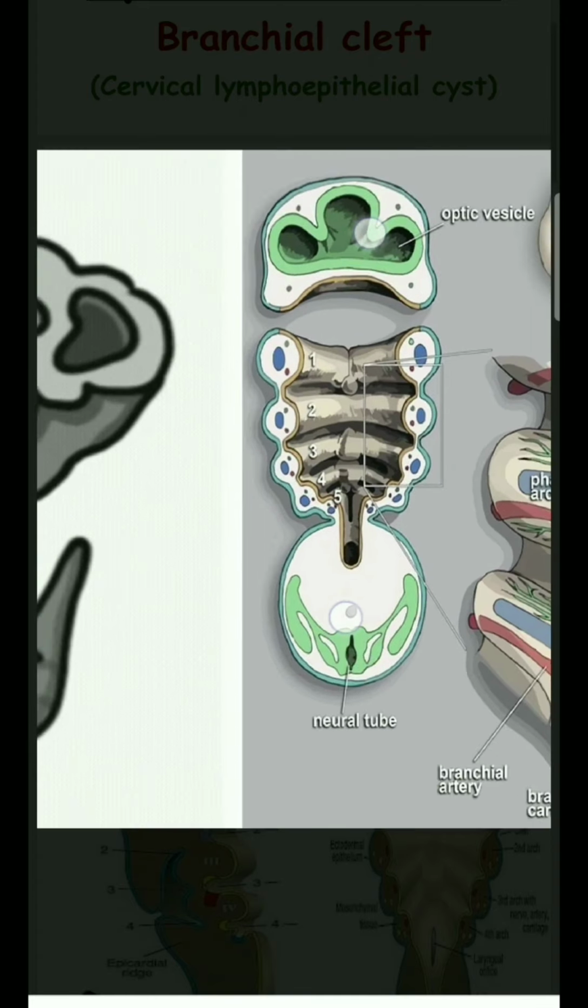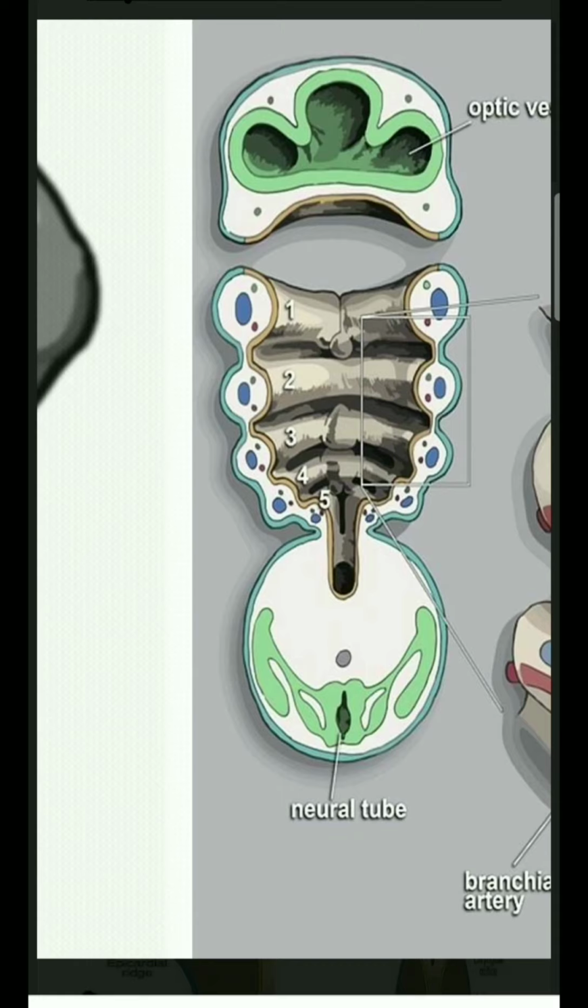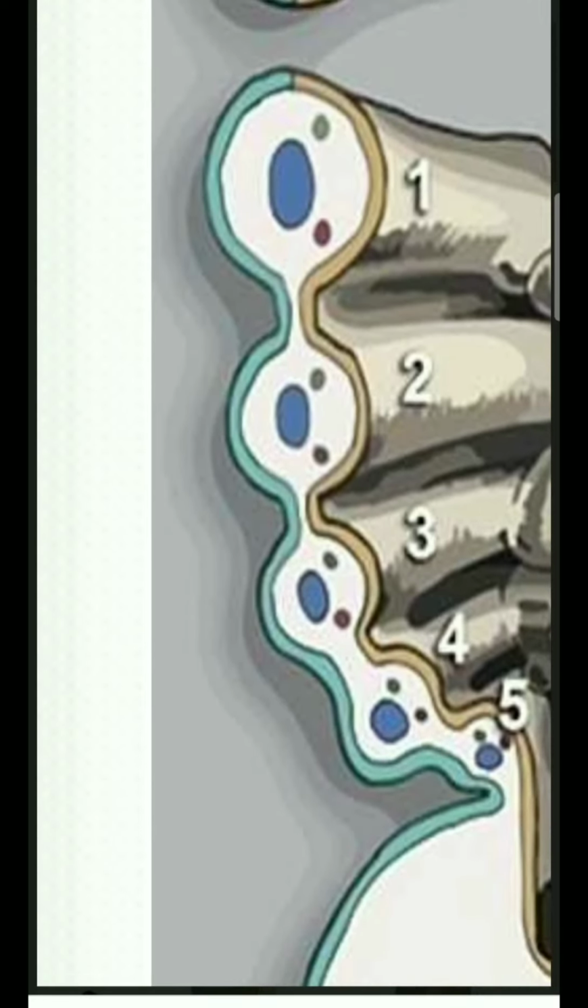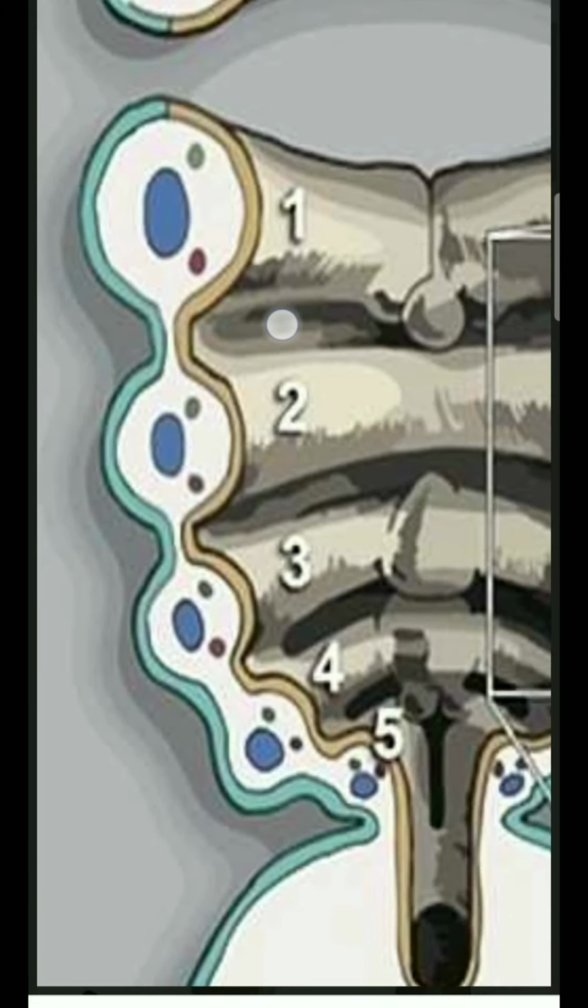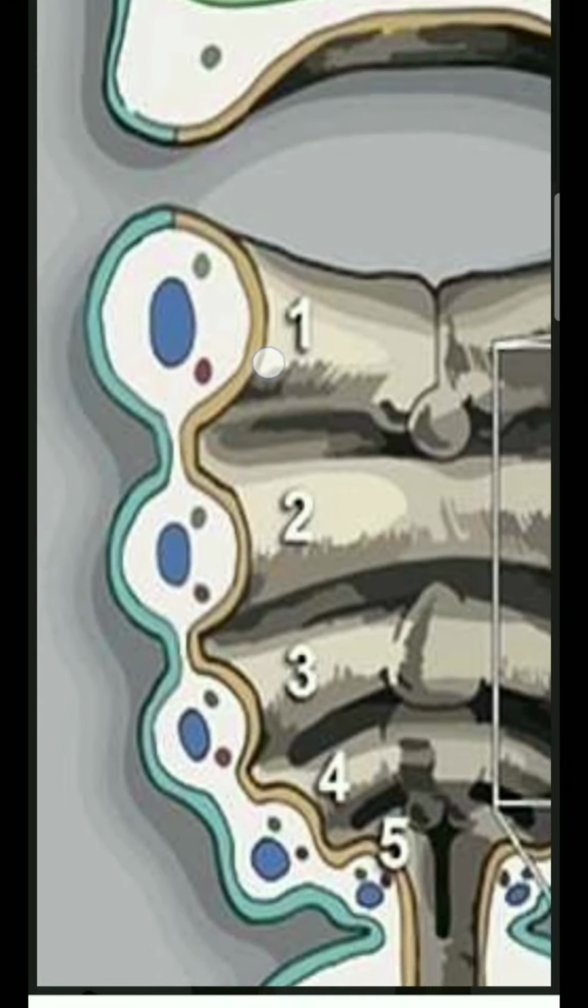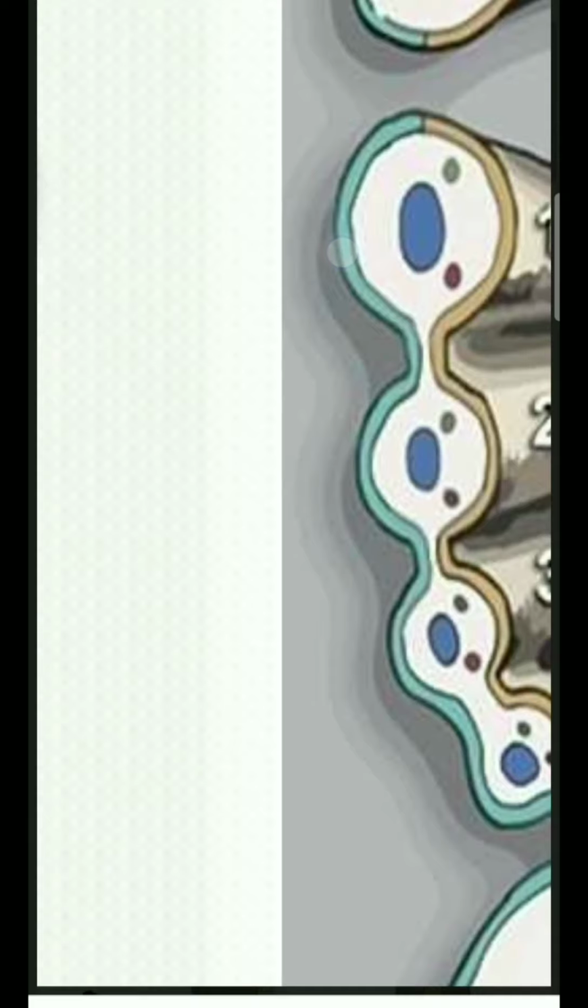We see the pharyngeal arches. This is the first pharyngeal arch, this is the second, third, fourth, and sixth pharyngeal arches. Between two pharyngeal arches, we see a cleft or groove. In this area, we see pouches. This area is made up of endoderm, this area is made up of ectoderm, and this area is made up of mesoderm.